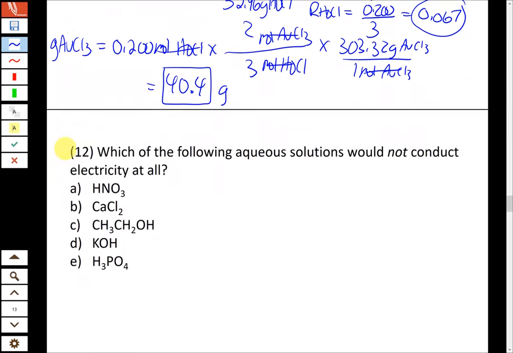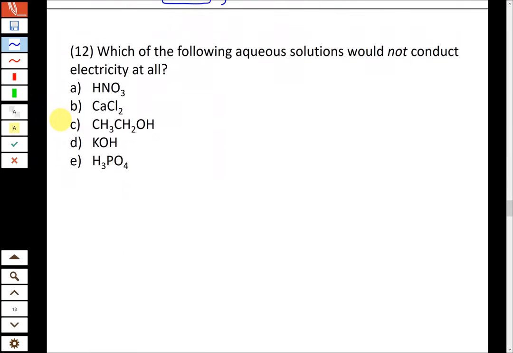All right, since we're a little bit behind, let's keep moving on. The next question, we're on to chapter 6 now, and the first of these is a conceptual question about electrolyte solutions, aqueous solutions. We're looking for which of the following aqueous solutions would not conduct electricity at all. Whenever we're talking about the electrical conductivity of a solution, that's its electrolyte properties. And there's essentially 3 categories: strong electrolyte, weak electrolyte, and non-electrolyte.